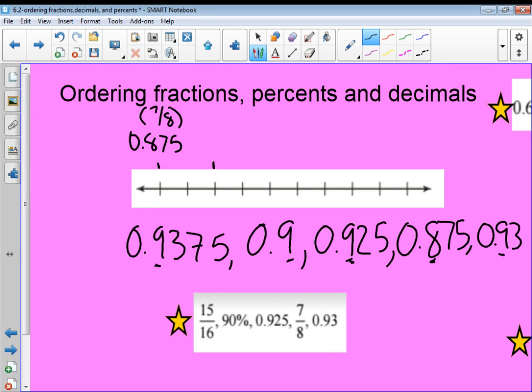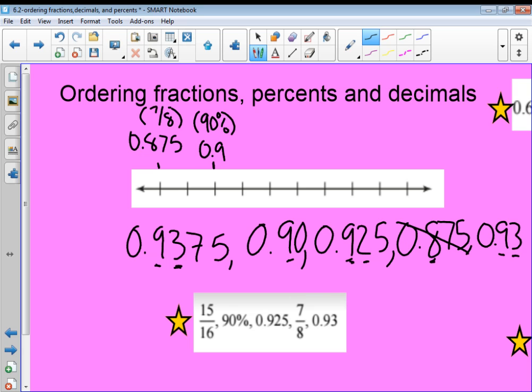Okay. And my next point, I look at my decimals. I have 9, 9, 9, and 9. I go to my next decimal place, 3, 0, 2, and 3. So therefore, my 0.9 goes there, which was my 90%.